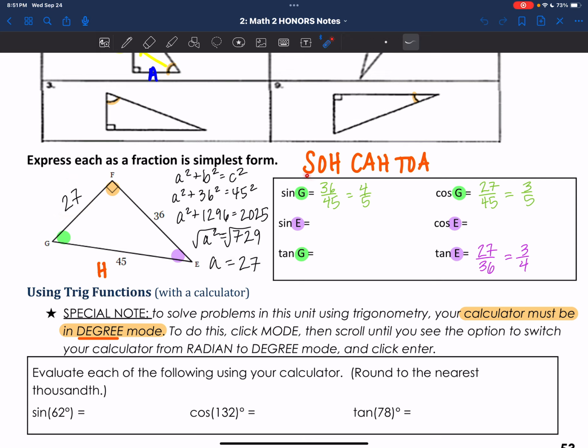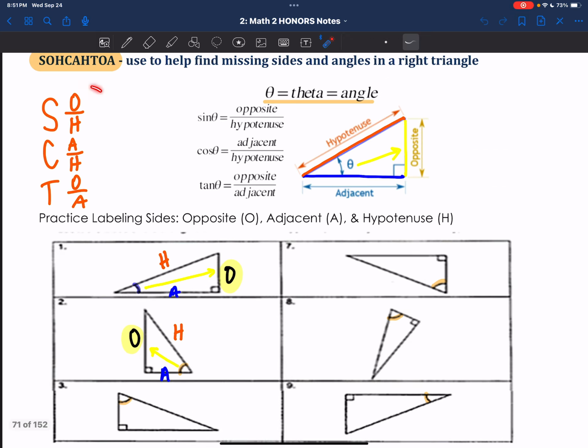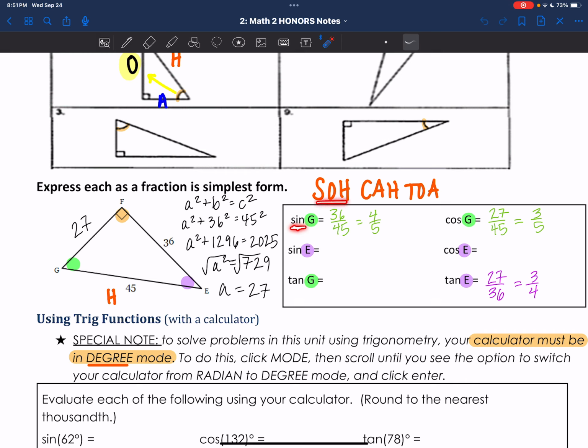So we're going to use SOHCAHTOA, or if you like it written this way, you could do that too. I just write it this way. All right, so sine is opposite over hypotenuse. We're looking for G here. So opposite is 36. Hypotenuse is always going to be hypotenuse, which is 45. And then I just simplified that to 4/5.